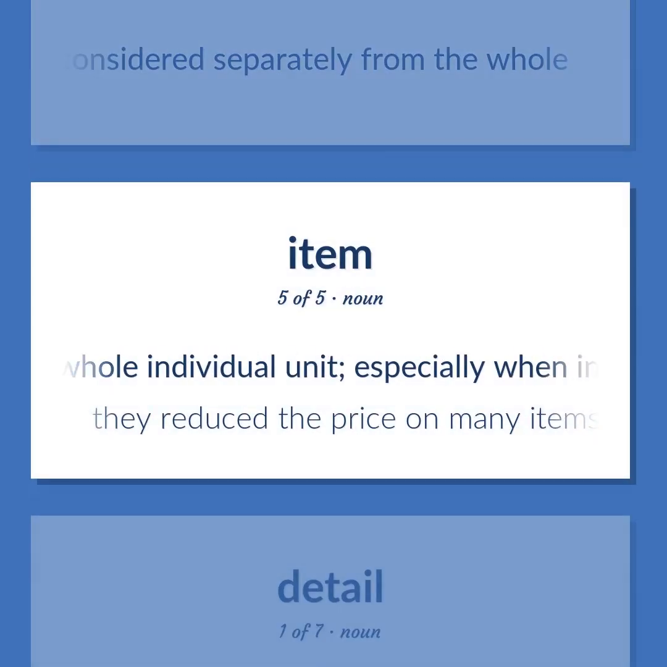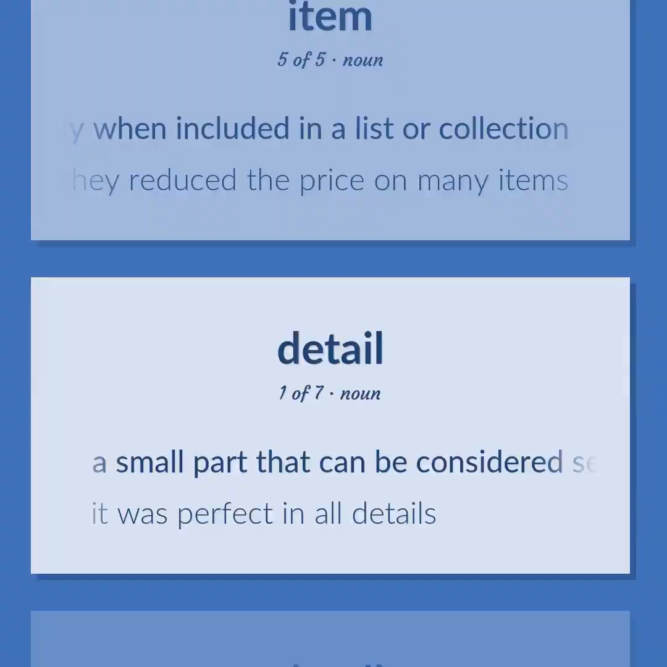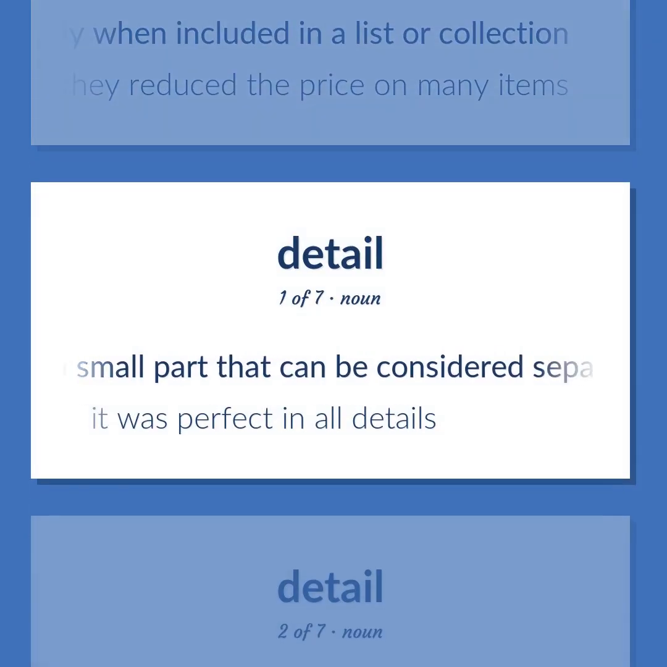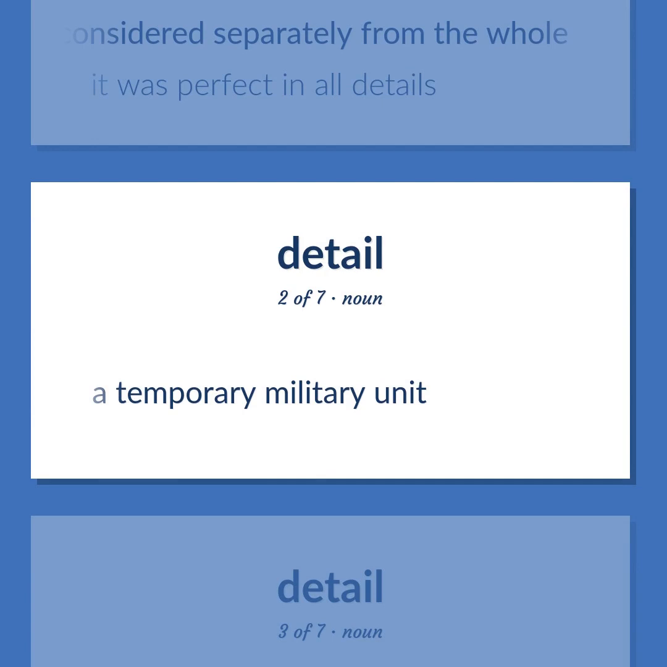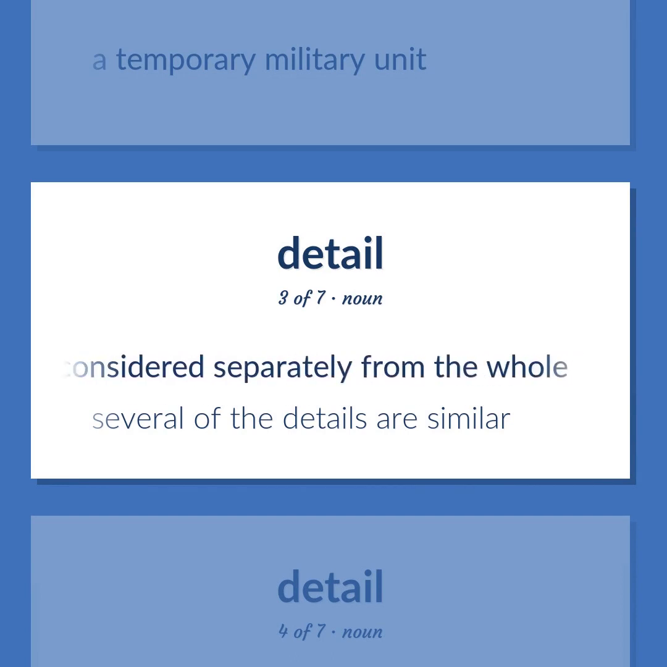A whole individual unit, especially when included in a list or collection. They reduced the price on many items. A small part that can be considered separately from the whole. It was perfect in all details. A temporary military unit. An isolated fact that is considered separately from the whole. Several of the details are similar.